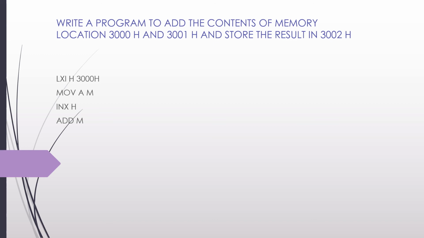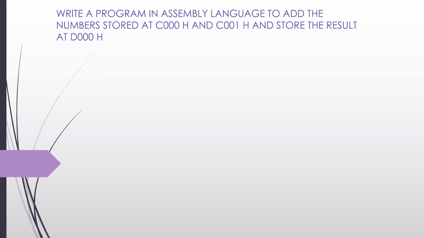It is a continuous memory location: 3000, 3001, 3002. So you have to go for incrementing HL pair and then move the contents of accumulator to memory and then end the program. Okay, so this is how you go for addition of two numbers which you are storing in the next consecutive memory location.